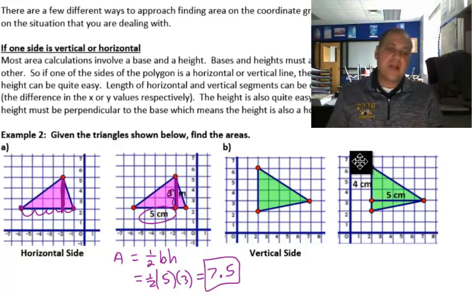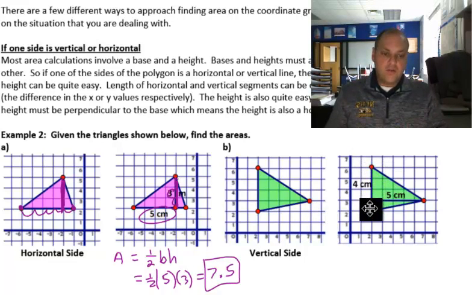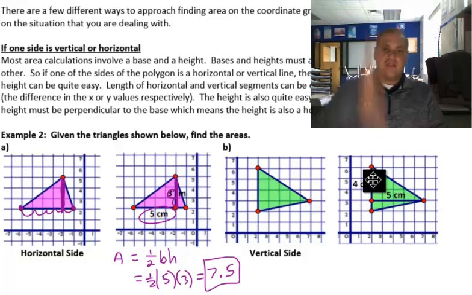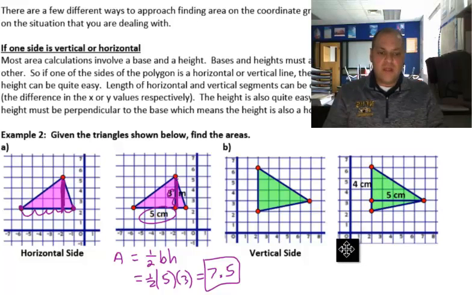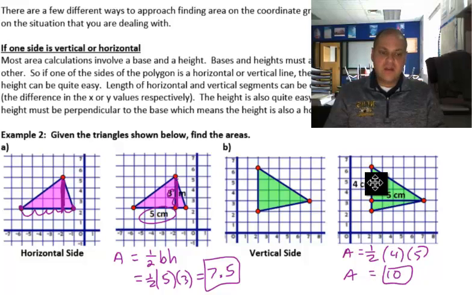Another example here, we could count. It's 1, 2, 3, 4 up and down, so I can see the height is 4, and then this base here, we have to go across. It's got to be this and this, or it doesn't work. Across, it's 1, 2, 3, 4, 5. So this would be 1/2 of 4 times 5. Half of 20 is 10. So this triangle would have an area of 10.